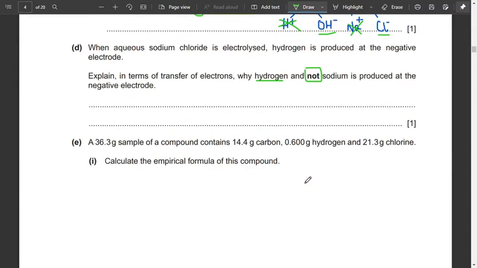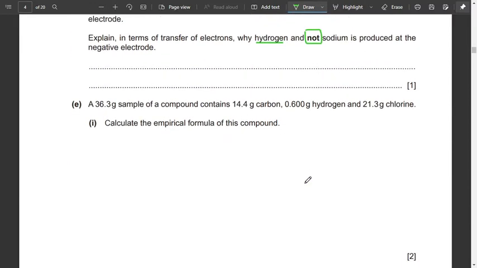Alright, moving on to part E. A 36.3 gram sample of a compound contains 14.4 grams of carbon, 0.6 grams of hydrogen, and 21.3 grams of chlorine. Calculate the empirical formula of the compound. So basically this compound is total 36.3 grams, which has 14.4 grams of carbon is to hydrogen is to chlorine.